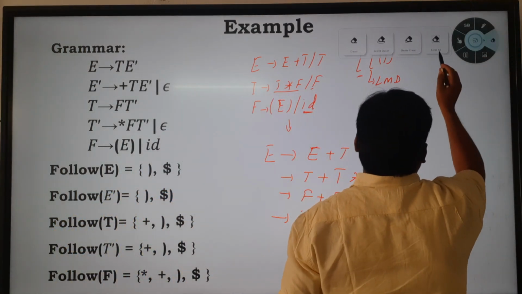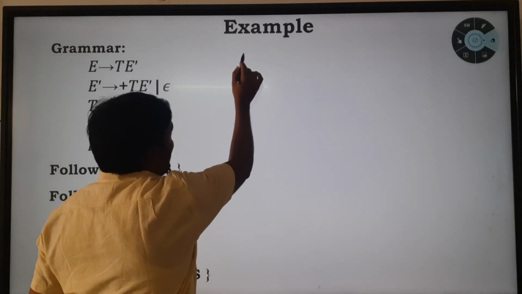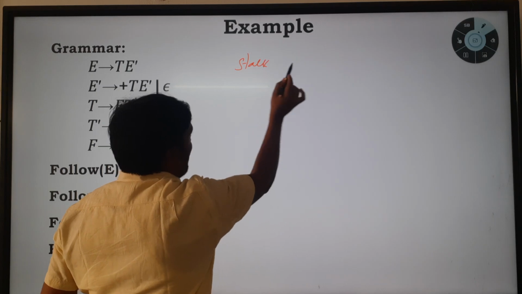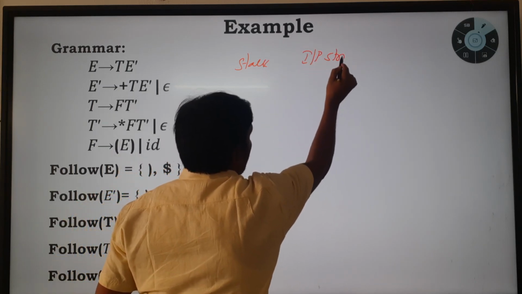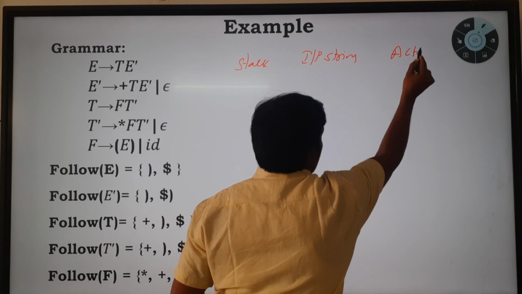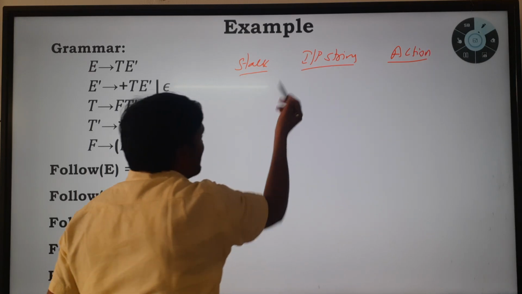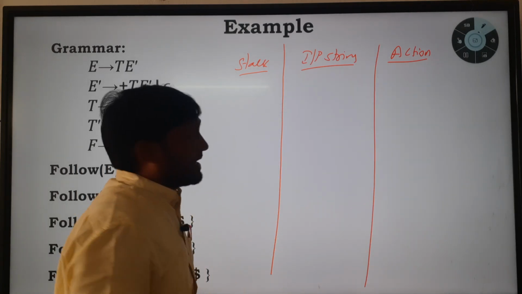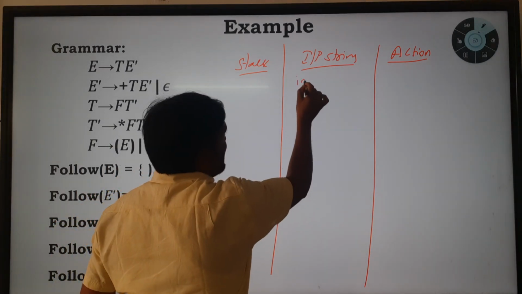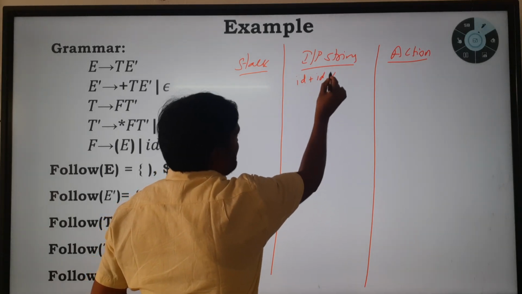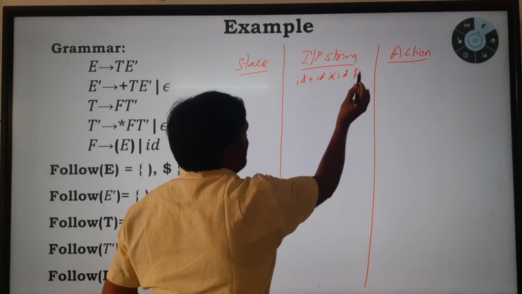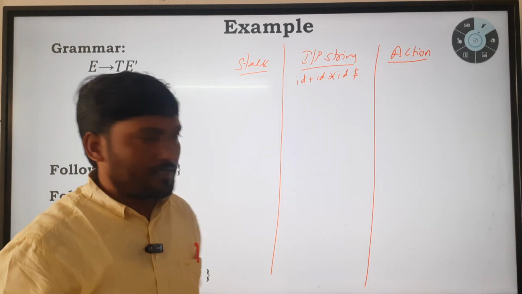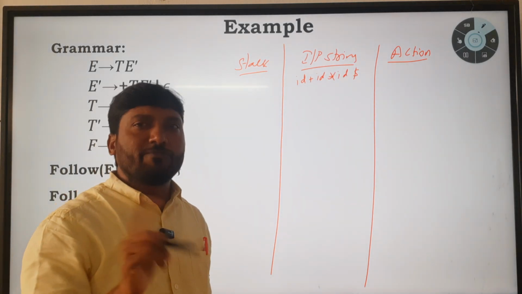Next, let us see here. This is called a stack, and the input string, and the action. I will explain with a simple example to understand clearly, and after that we will look at the table. You already know the input string: ID plus ID star ID followed by dollar. Dollar indicates that the parsing is successful, meaning there is no input symbol after dollar.